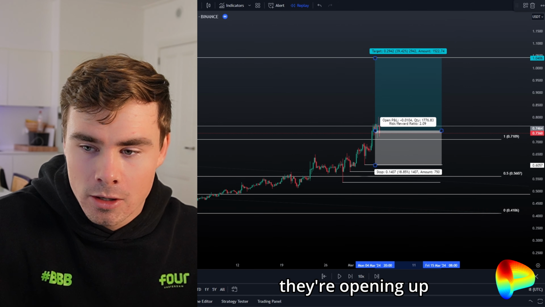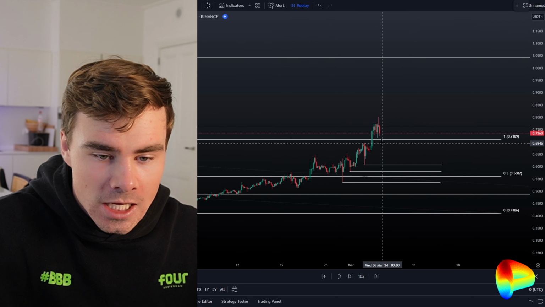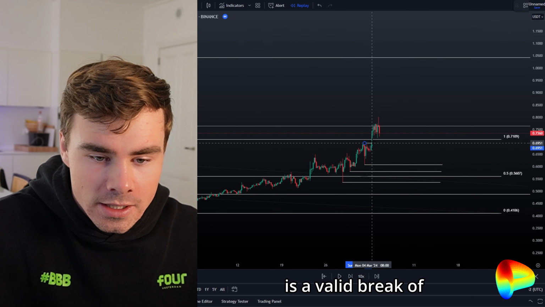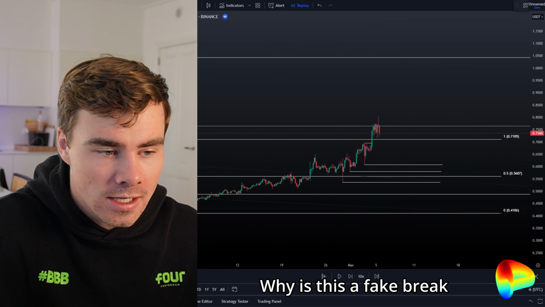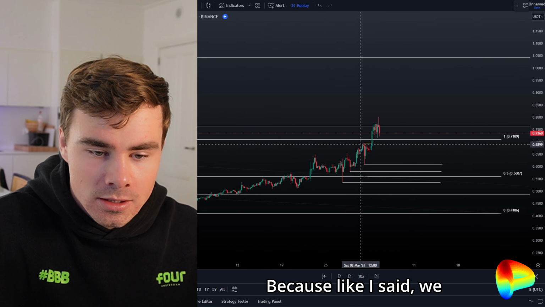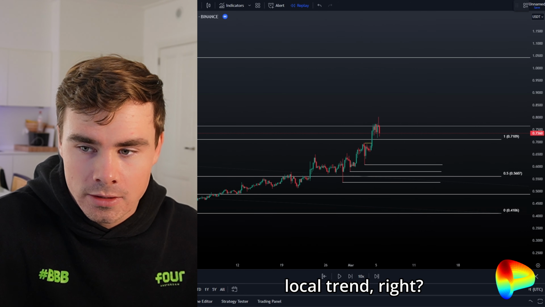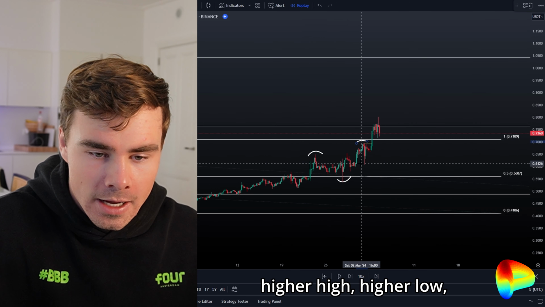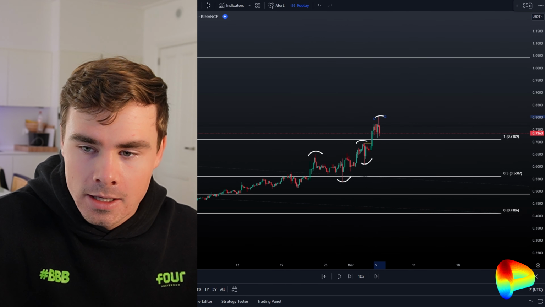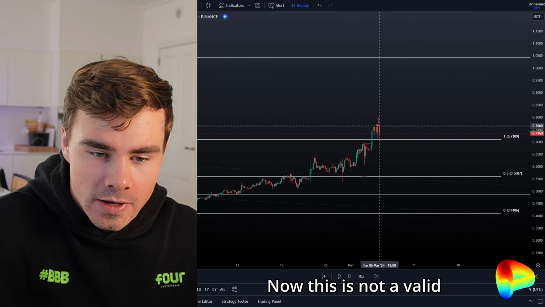Now another reason why they're opening up breakout long positions over here is because retail thinks that this over here is a valid break of structure that I marked out in yellow. Why is this a fake break of structure? Because like I said, we analyze the local trend, right? And the local trend is a higher high, higher low, higher high, higher low, higher high. Now this is not a valid break of structure.